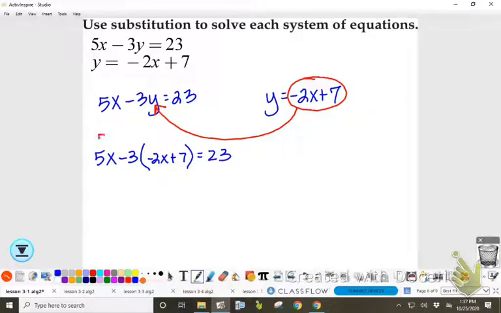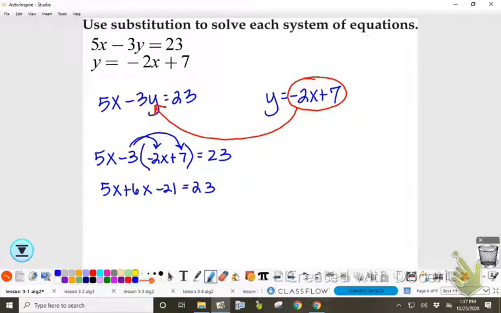So again, this was 5x minus 3y equals 23, and instead of y, I just put what y is equal to. Now you just are going to solve for x. This is a basic multi-step solving equations problem. You're going to distribute a negative 3. When you distribute a negative, you get 5x plus 6x minus 21. If you distribute a 3, your signs aren't going to be right, so make sure you distribute a negative 3, is equal to 23.